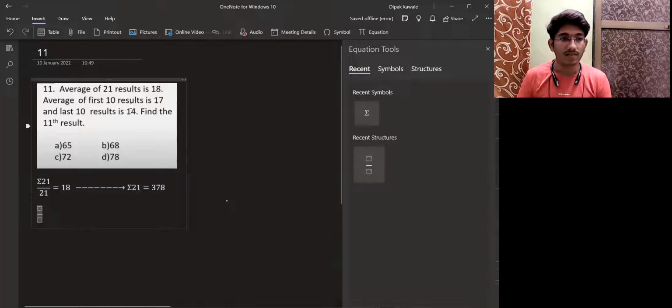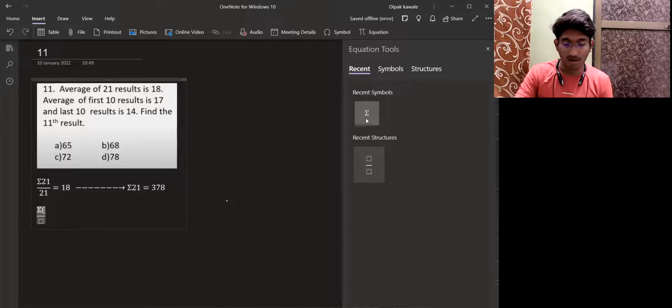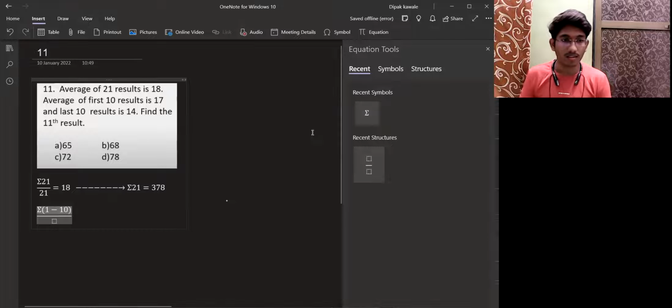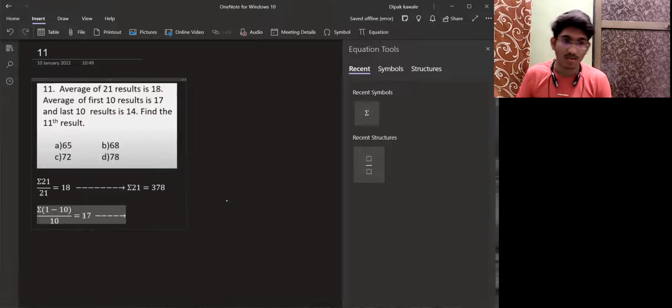Again, it is saying that average of first 10 results is 17. That means the first 10 is 1 to 10, the sum of 1 to 10 divided by 10, and it is saying it is 17. Tell me how much value it will be for the sum of 1 to 10. It is 170. Correct? It is 170.